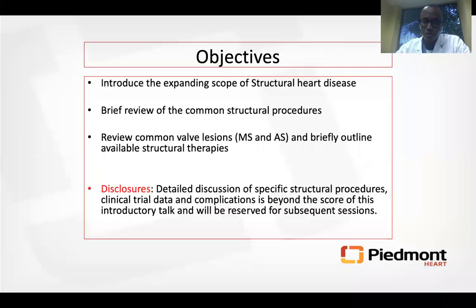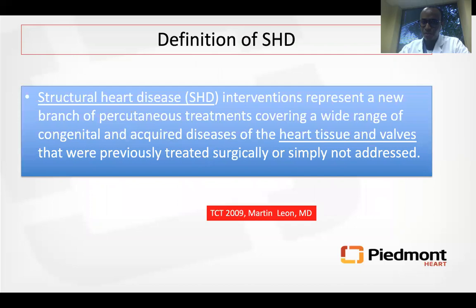The objectives of this talk will be to introduce the expanding scope of structural heart disease, to briefly review the common structural procedures, to review common valve lesions, particularly mitral stenosis and aortic stenosis, and to briefly outline available percutaneous therapies. I don't have any financial disclosures, and I will not be discussing detailed specific structural interventional procedures. However, if need be, we will be discussing those procedures in subsequent lectures.